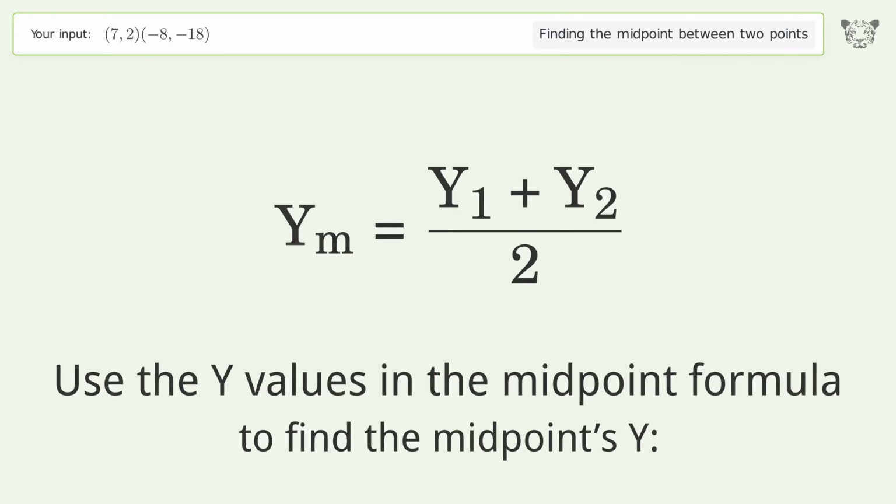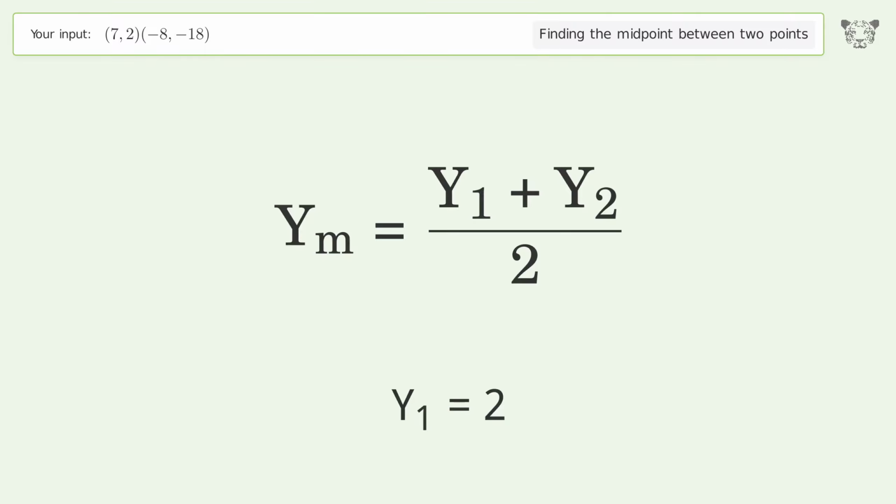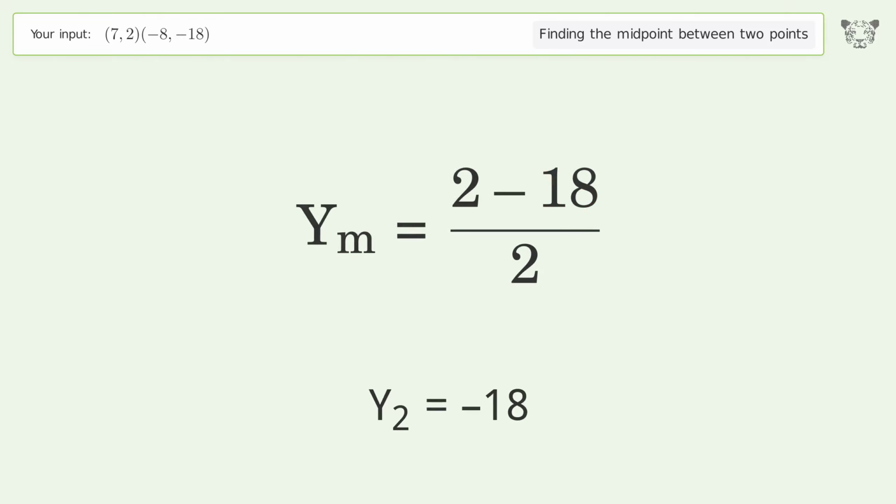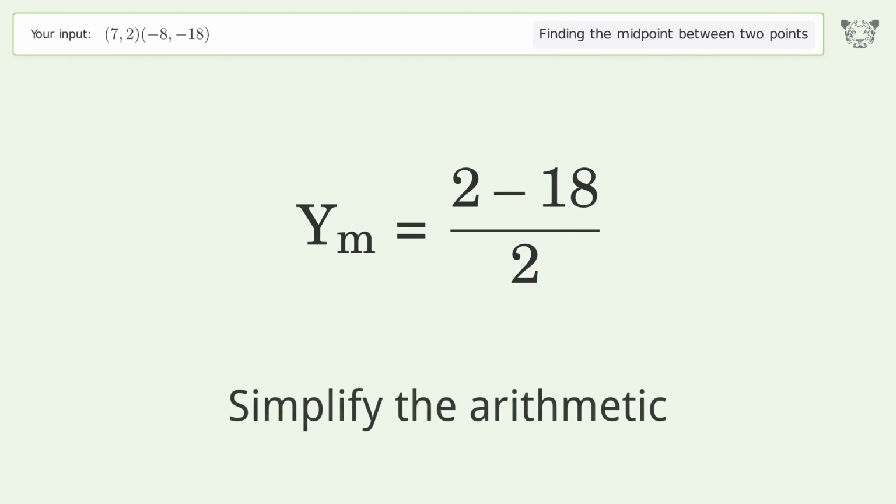Use the y values in the midpoint formula to find the midpoint's y. y1 equals 2. y2 equals -18. Simplify the arithmetic.